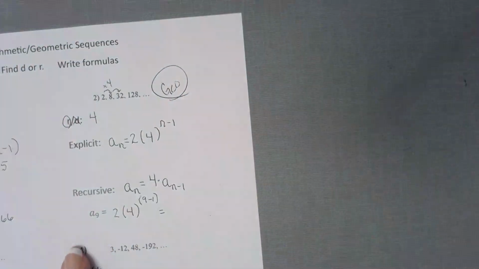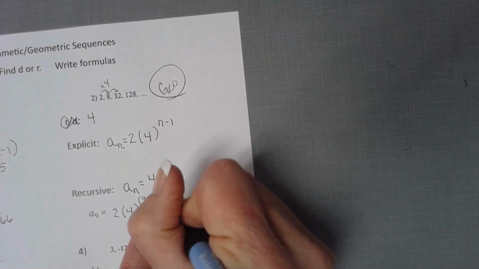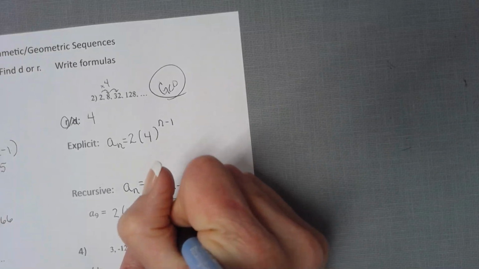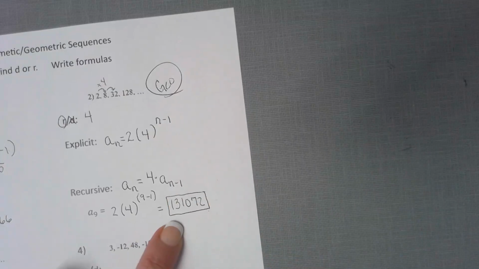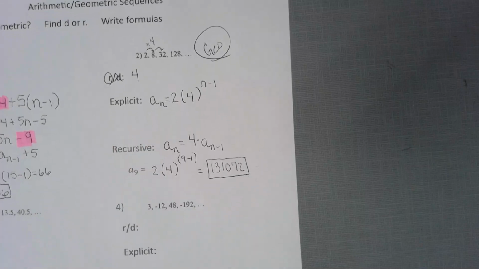Okay? Okay, so what do we get? 131.072 for the value of the ninth term. It gets big fast, y'all, because this is an exponential model. It gets big fast.